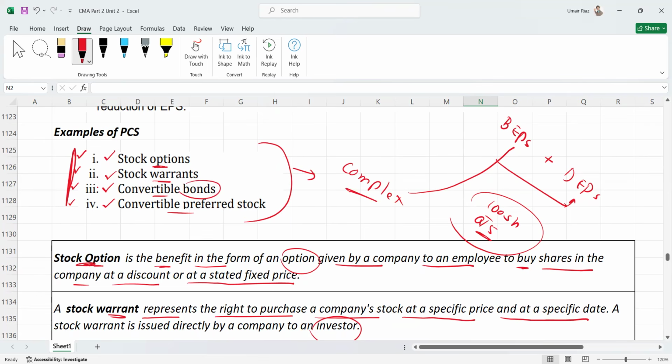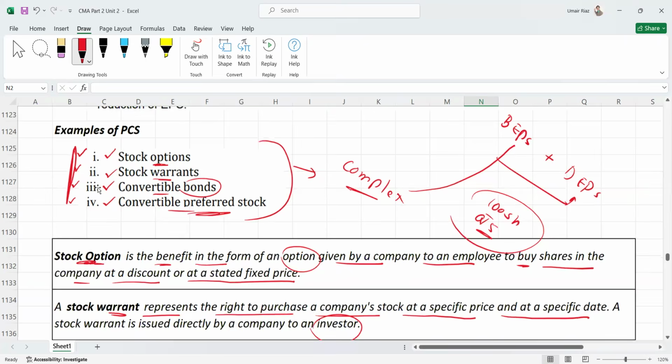Convertible bonds, I already told you. These bonds may convert into common stock in the future. So this is called convertible bonds, where we give this choice to the holder. In a similar way, we may have a convertible preferred stock. These are those preferred stock which may convert into common stock in the future.